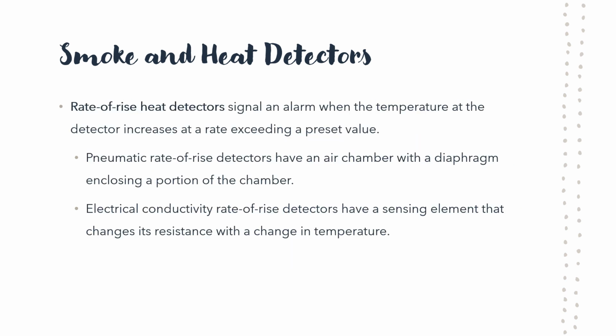Rate of rise heat detectors signal an alarm when the temperature at the detector increases at a rate exceeding a preset value. Pneumatic rate of rise detectors have an air chamber with a diaphragm enclosing a portion of the chamber. Electrical conductivity rate of rise detectors have a sensing element that changes its resistance with a change in temperature.